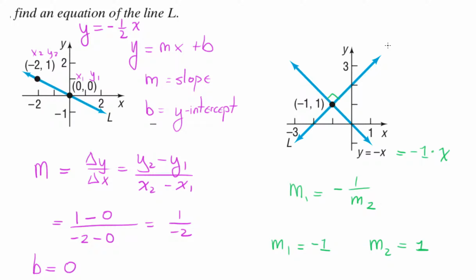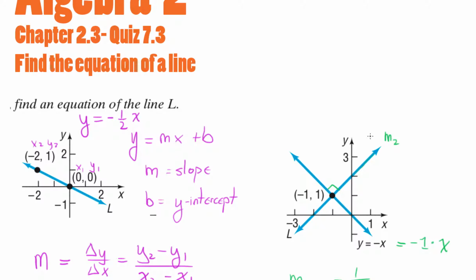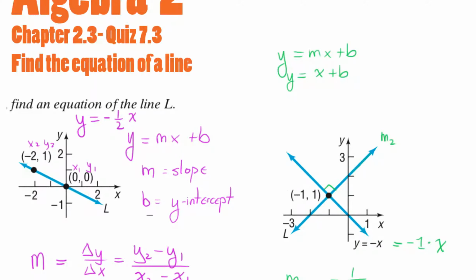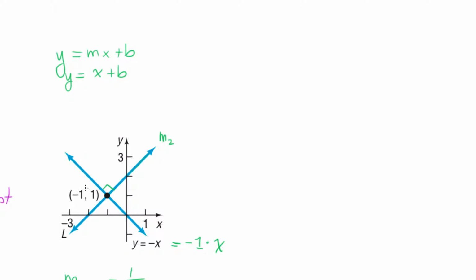So the slope of this line here is 1. Now, for the y-intercept, maybe it's not that clear where it crosses the y-axis, so I'm going to find it. We have y equals mx plus b. m is 1, so you really have x plus b equal to y. Now look at this coordinate, (negative 1, 1). I'm going to plug in x as negative 1 and y as 1.